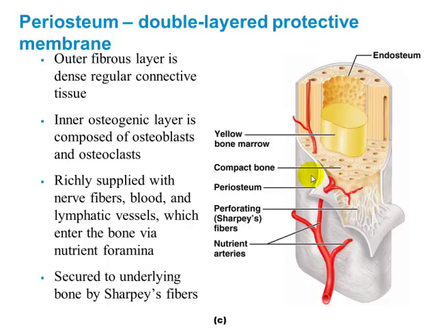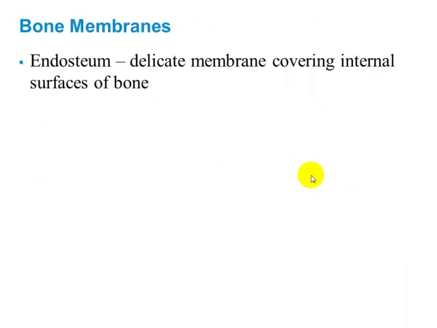There is a good degree of blood supply. We see nerve fibers or innervation. We'll see lymphatic vessels. These all enter the bone via what are called nutrient foramina. These are small openings where blood supply can pass through. The periosteum is going to be connected to the underlying bone by these structures called Sharpey's fibers. And I did mention the term endosteum is then on the inside part of the bone.